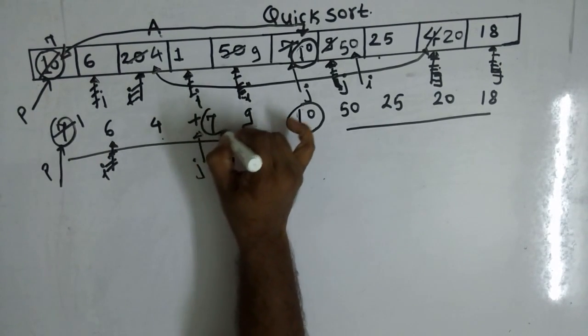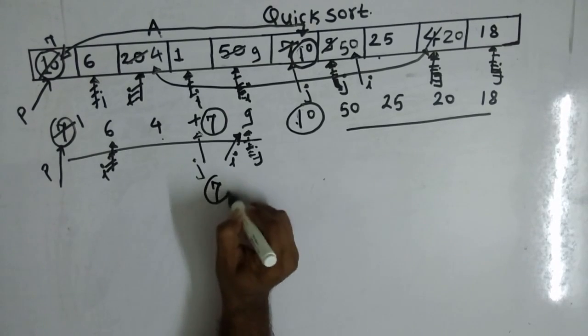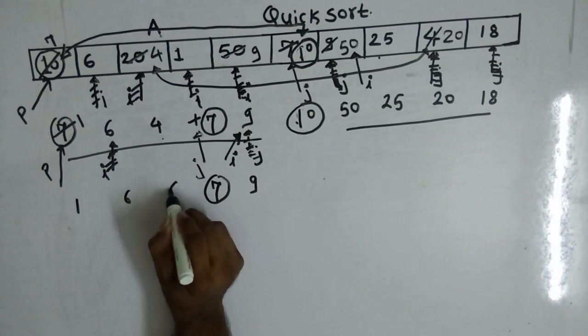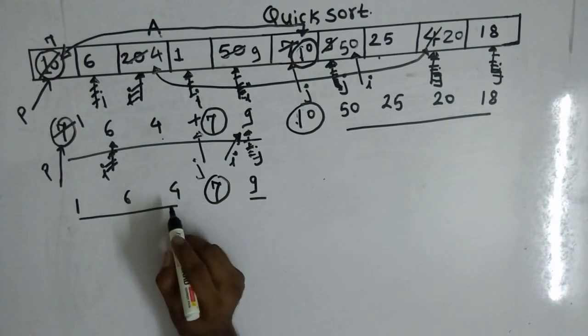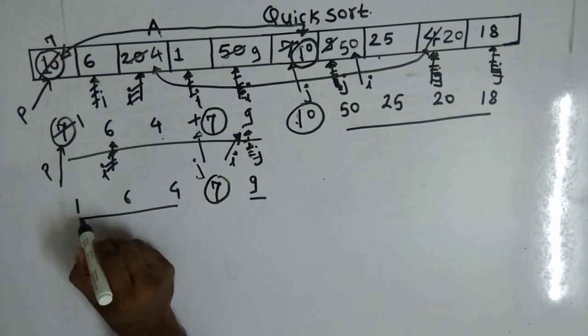So this is the place where pivot is sitting. So 7, 9, 1, 6, 4. So this is the left part, this is the right part. Left part containing 3 elements, right part containing 1 element. So we'll apply quicksort on this part.